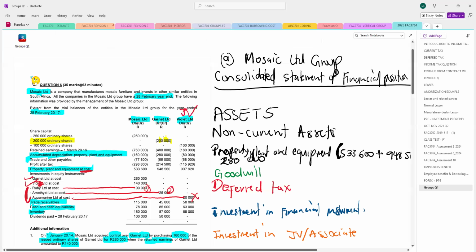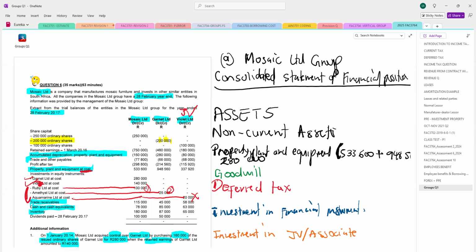So we're not going to take this Aquamarine investment because it's coming from the joint venture. The joint venture is the one that has these investments. So we're not taking it. Okay. We're not taking Garnet. We're not taking Violet because Garnet is a subsidiary. Violet is a joint venture. So both of them are going to be eliminated at acquisition. Ruby, we are taking it. It's another simple investment obtained by the current company. Amethyst, we are taking it because it's a simple investment obtained by Garnet Limited. And then Aquamarine, we're not taking it because it's obtained by the joint venture.